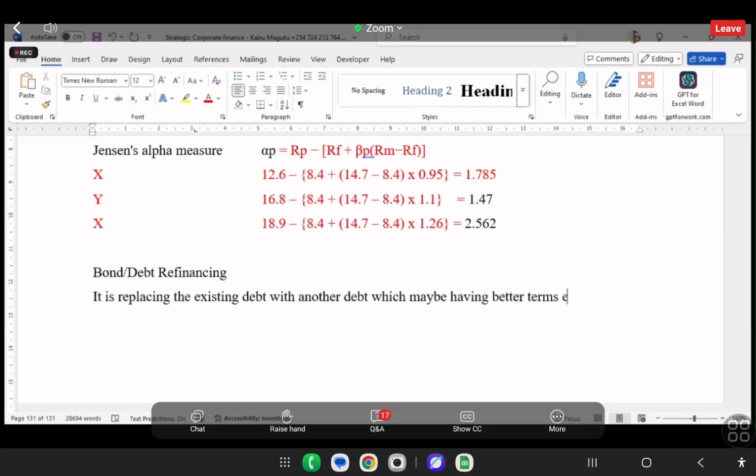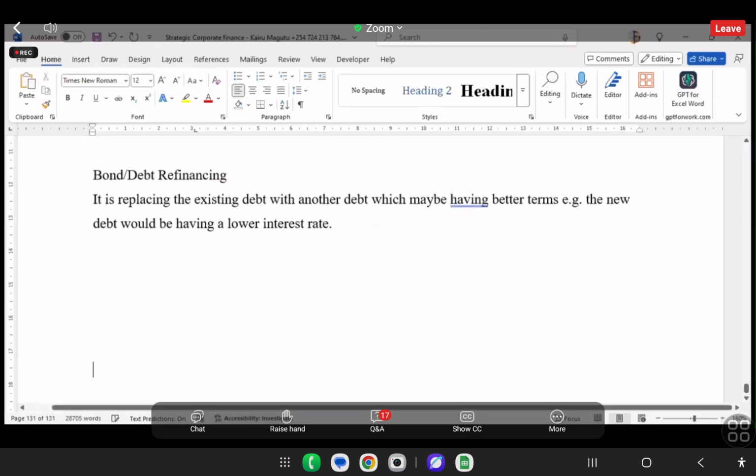e.g. the new debt would be having a lower interest rate. So when it comes to the debt refinancing, we carry out a cost-benefit analysis.